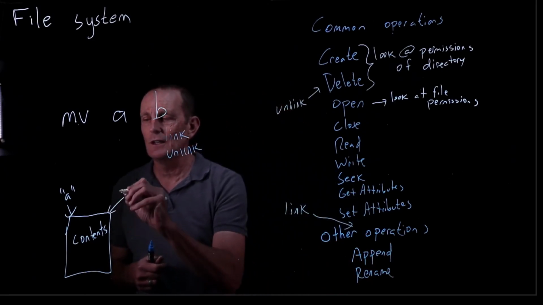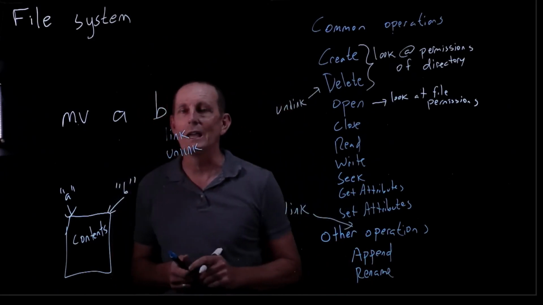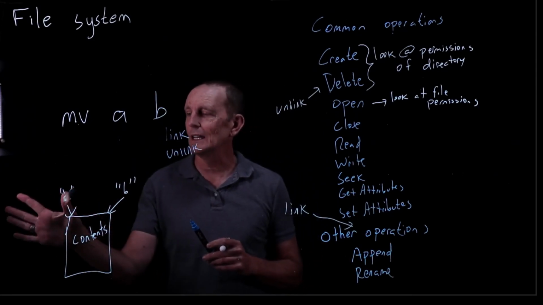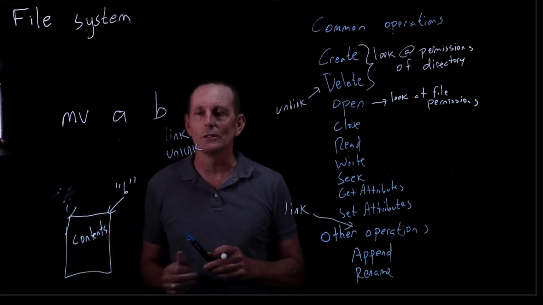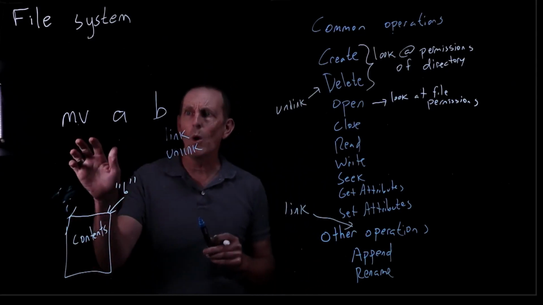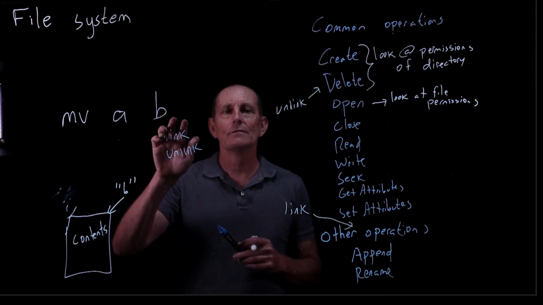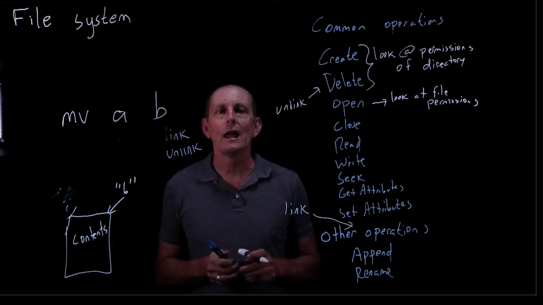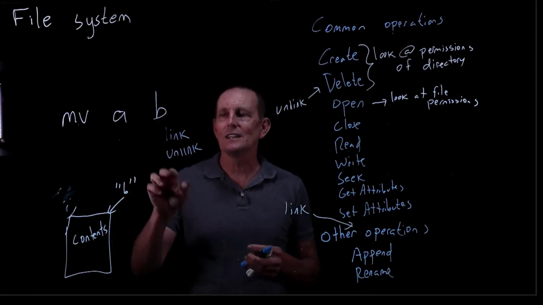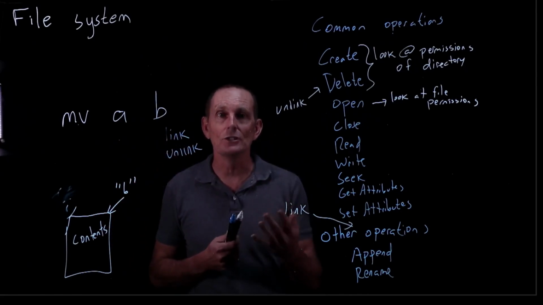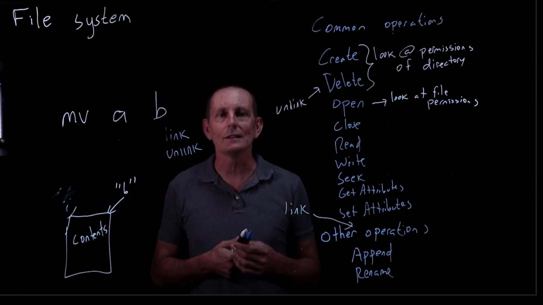So now all of a sudden, we have A and B referring to the same contents. And then we would unlink A, and now it's no longer referring to it. That's why if you try and move contents across file systems, you get an error. Move says I can't do that because it can't link across the file systems. Instead, it's up to you to do a copy and then a delete.